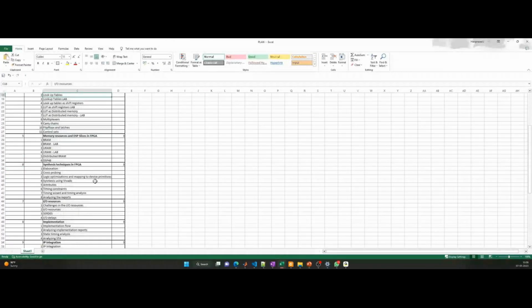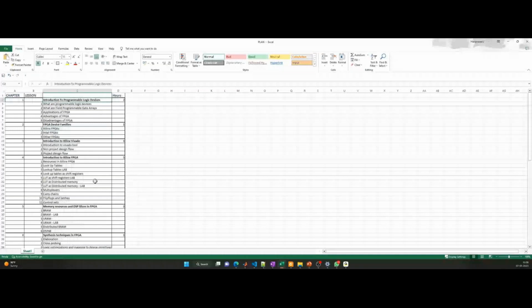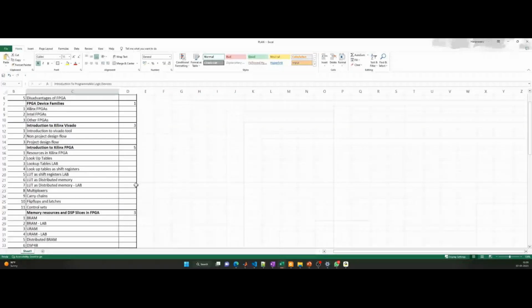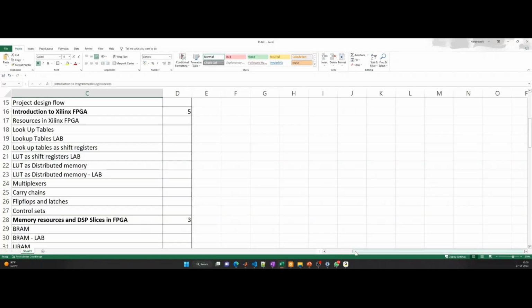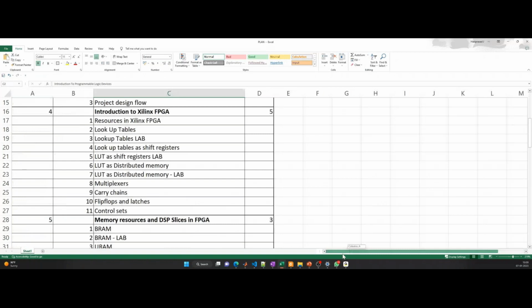Is it visible? Is the font fine for everyone, or is it too small? Students, are you okay with this font? Yes, sir, it's visible.